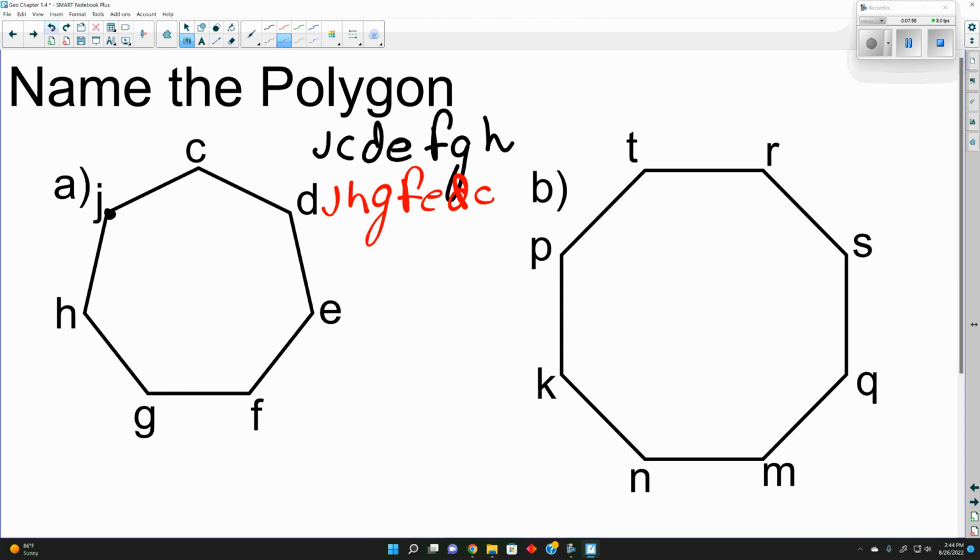Now, how many sides does it have? 1, 2, 3, 4, 5, 6, 7. So 7 is a heptagon. So if we named it based off the number of sides, it would be a heptagon. Yes.